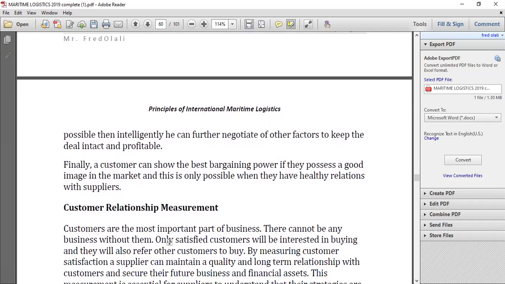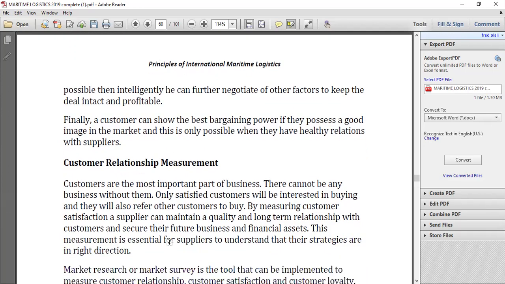Finally, customers can show the best bargaining power if they possess a good image in the market. And this is only possible when they have healthy relations with the suppliers.